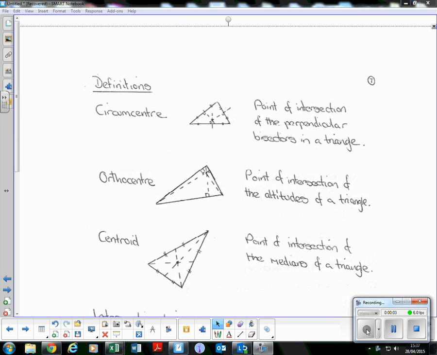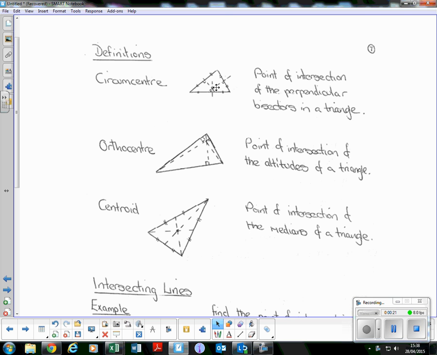Higher Maths straight line topic, lesson number 10. We're going to look at the intersection of medians, altitudes, and perpendicular bisectors and how to find that point of intersection. First of all, a few definitions.